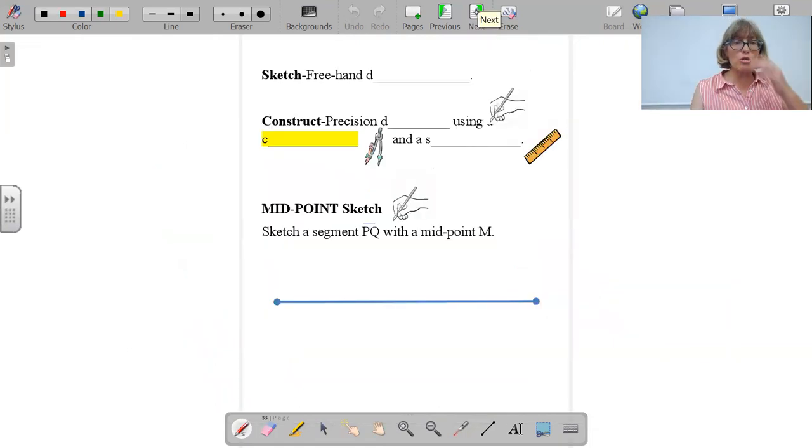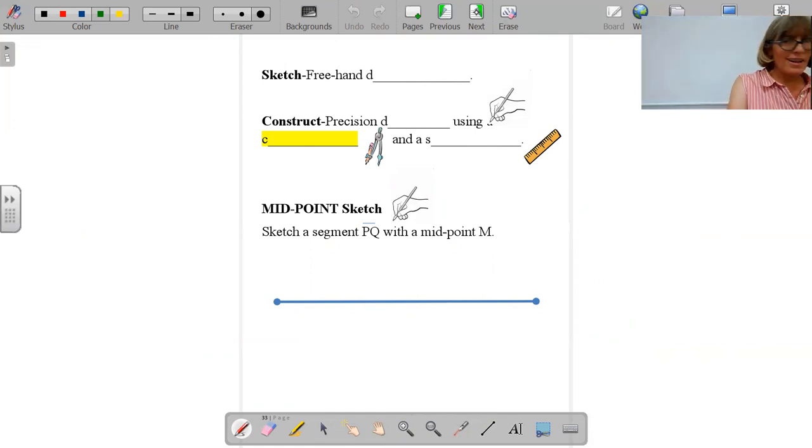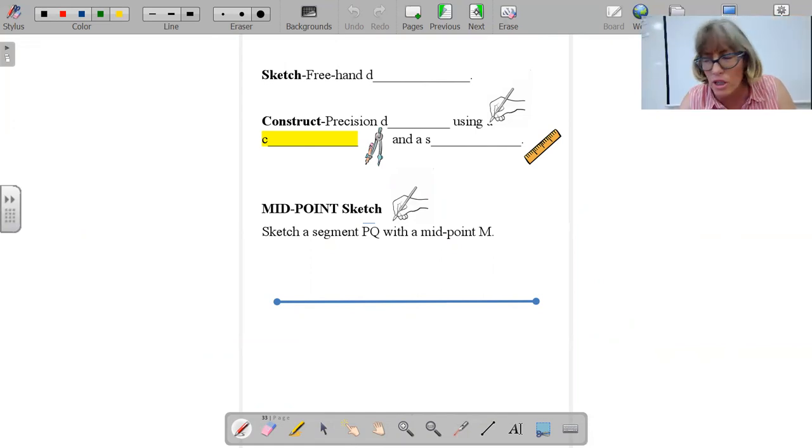Now I'm going to introduce you to the amazing world of constructions. If you need to, pause the video because you need 2 items. You must have a compass and a straight edge. A compass and a straight edge. I'm going to introduce you to the amazing world of something called constructions.